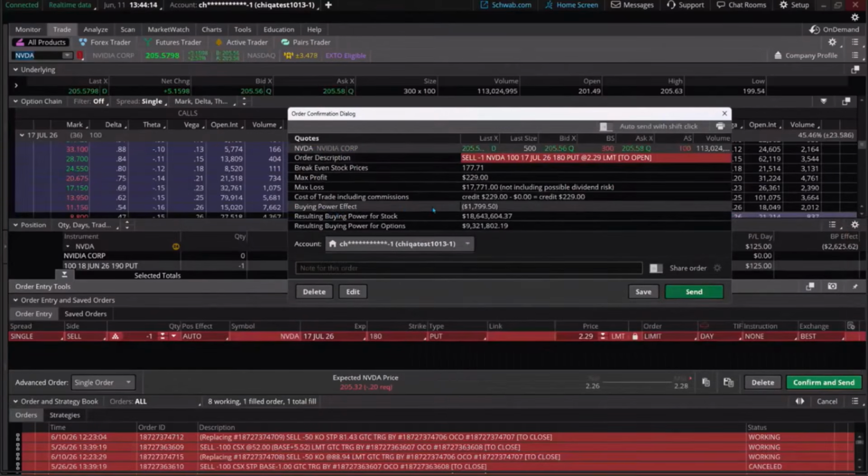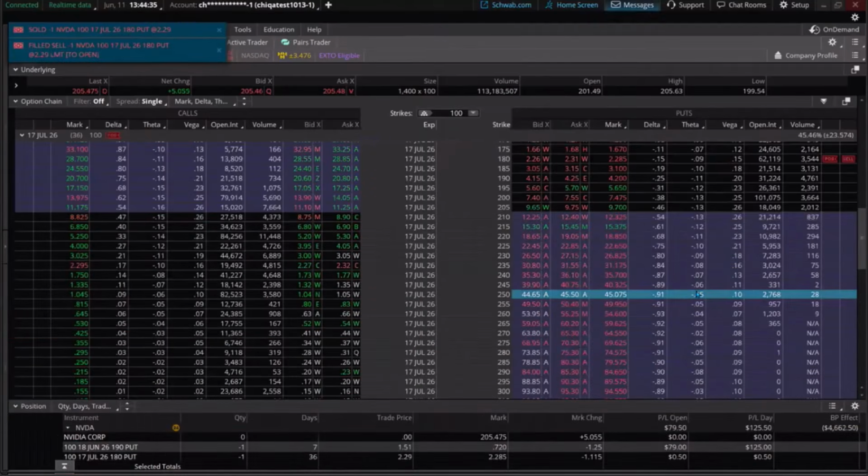Now that is the buying power effect. If the company were to go bankrupt, the stock would go to zero. Remember, there's an assignment of shares, very, very likely, incredibly likely, if the price of the stock goes below the strike price by expiration. But some traders might say, I'm okay buying it at 180 as well. There's the credit. I'll send it through right now.